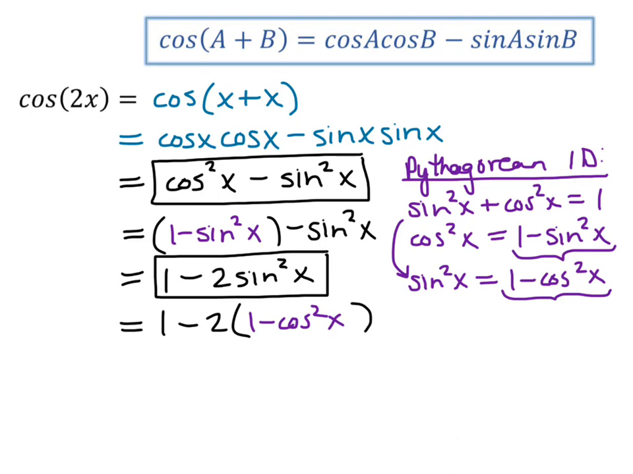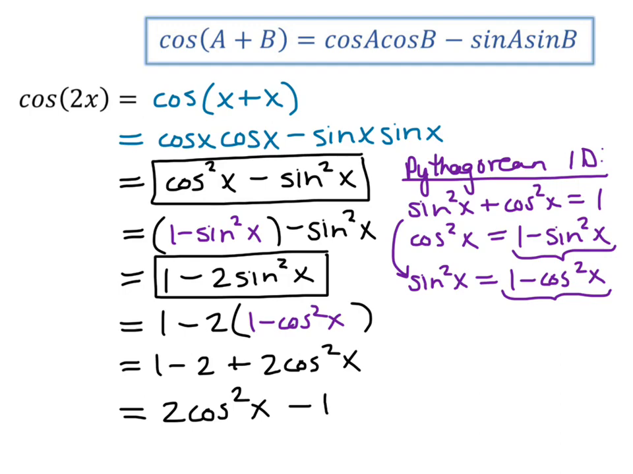distributing the negative 2. Technically, negative 2 times negative cosine squared x is positive 2 cosine squared x. This leaves us with a positive 2 cosine squared x, which we can write in the front. And the positive 1 and the negative 2 make a negative 1. So here's the final version for the double angle for cosine when you want to rewrite cosine 2x as 2 cosine squared x minus 1, completely in terms of cosine.